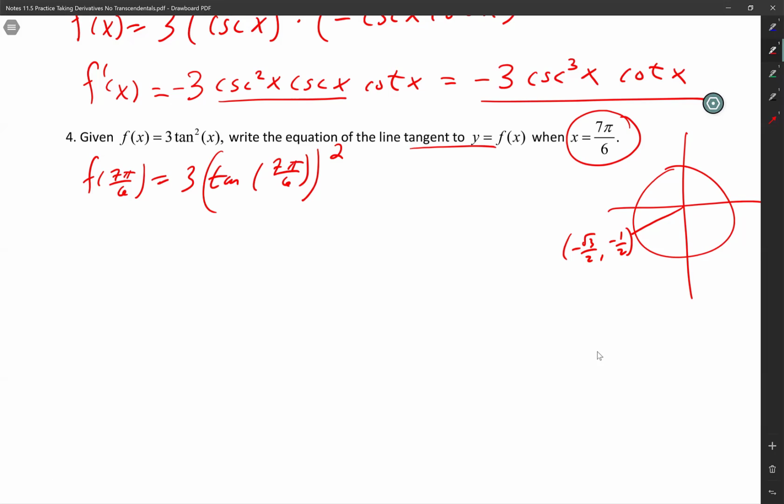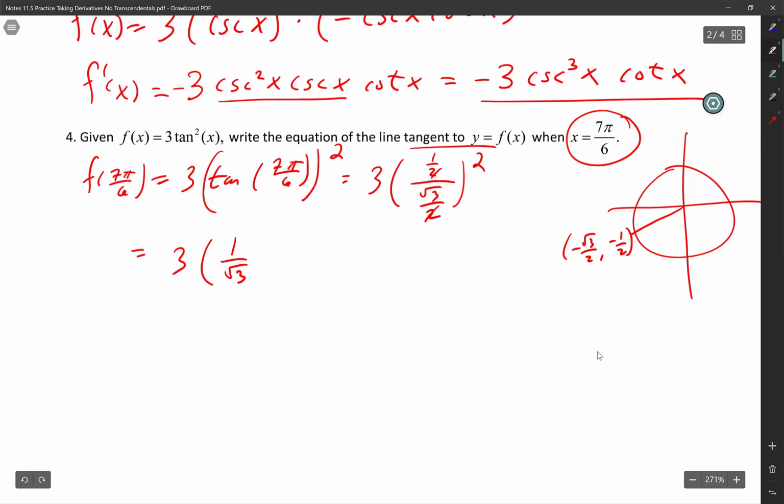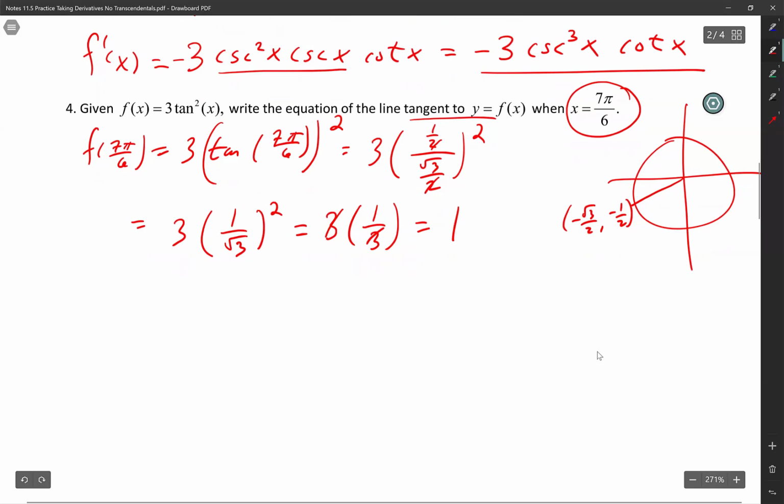So there it is right there. Now, 3, open parenthesis, it's y divided by x, so it's a half divided by square root of 3 over 2. The negatives go away, those cancel, and that's still being squared, remember? 3 times 1 over square root of 3, squared. When I square that, you don't have to rationalize it because the square root is going to go away anyway. So you get 3 times 1/3. Look at that, a nice clean point. So my point is 7 pi over 6 comma 1.